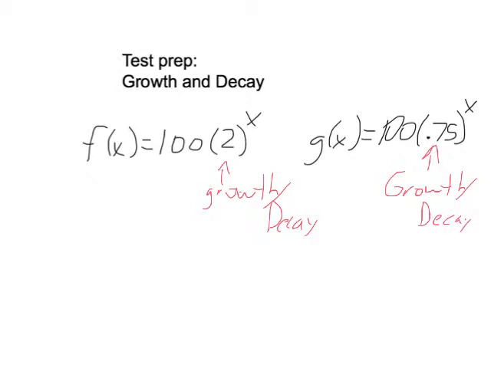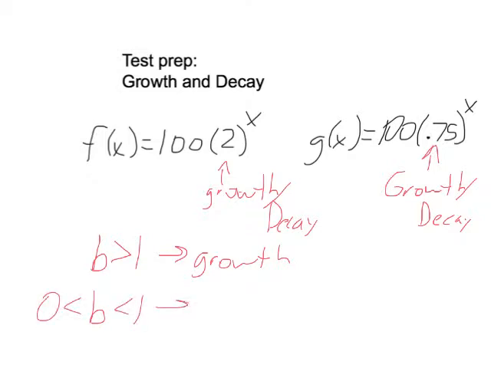Well, it turns out that if that number is greater than 1, so I'm going to actually call it b, if b is greater than 1, then you get a growth function. But if that number, again call it b, is between 0 and 1, you get decay, which causes the graph to go down instead of up. So not very hard to see here, since this number, that's the b number, is bigger than 1, it's totally growth instead of decay.